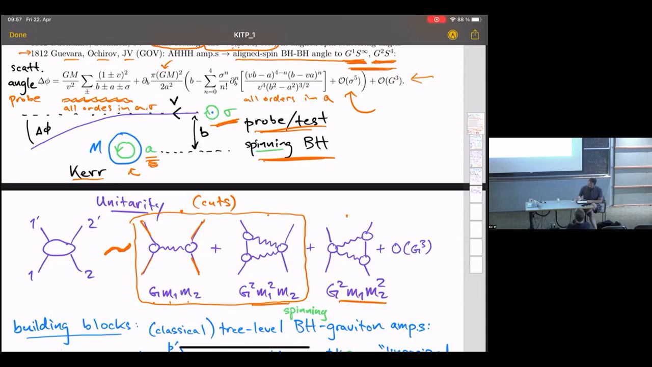But you can see these diagrams are essentially the same. They're mirror images of each other. In the probe limit, if we say M2 is much smaller than M1 and go all the way in that limit, we lose this third diagram. And in the probe limit, we just get, say, these two. And this corresponds to this answer for the scattering angle that we were looking at up there for this probe guy in this Kerr background.